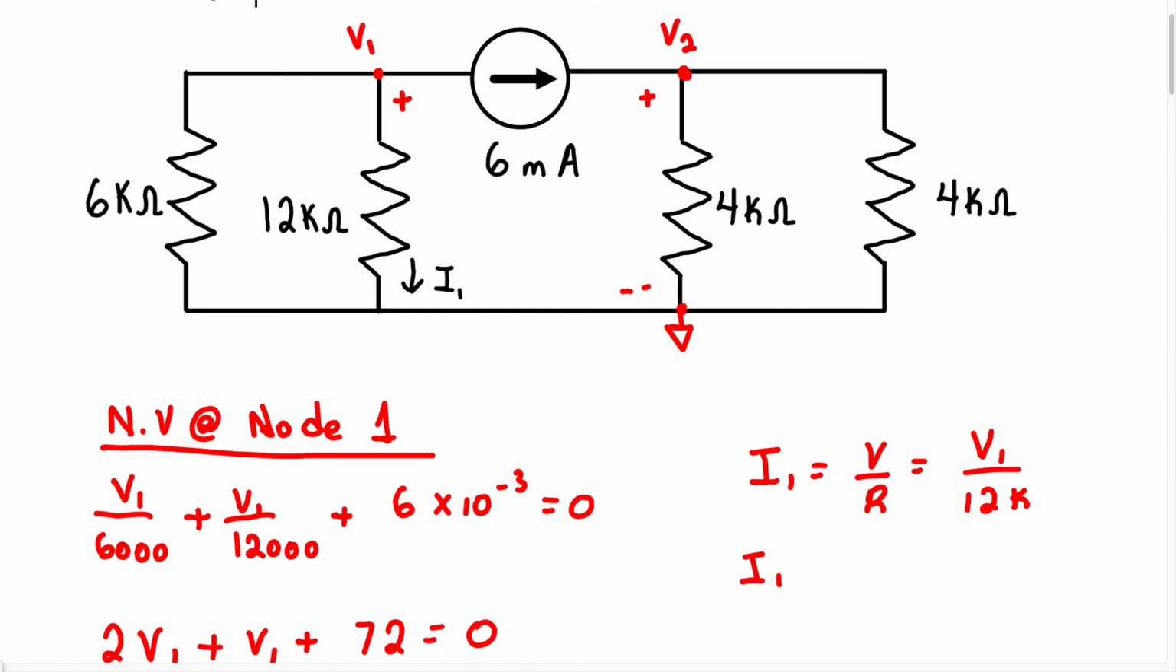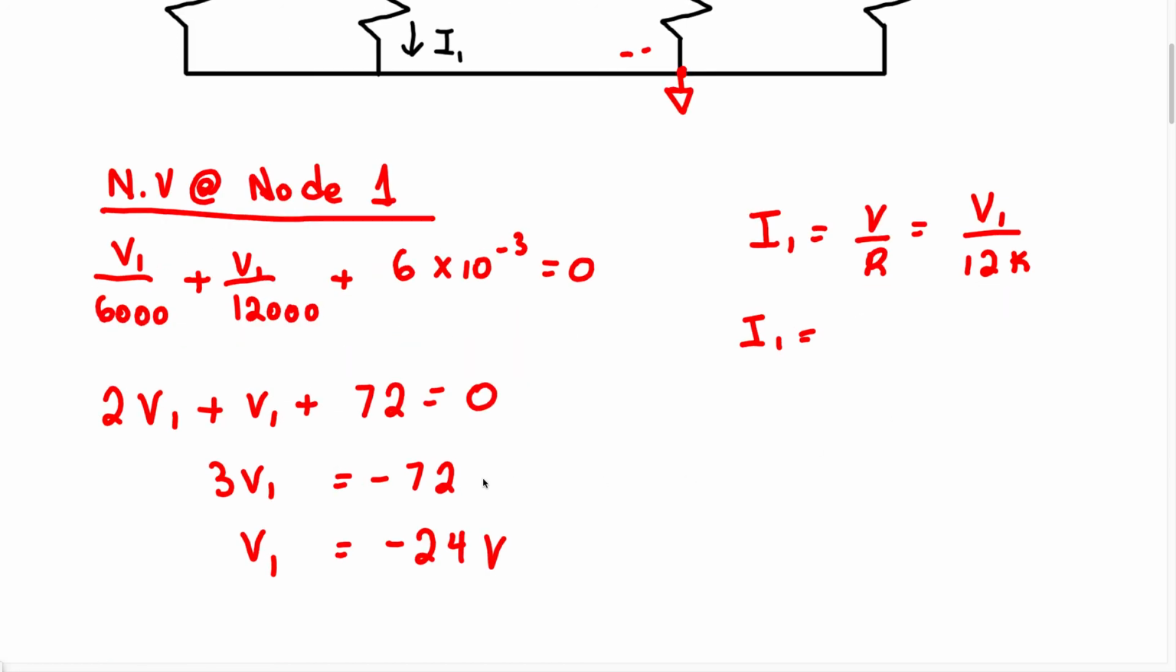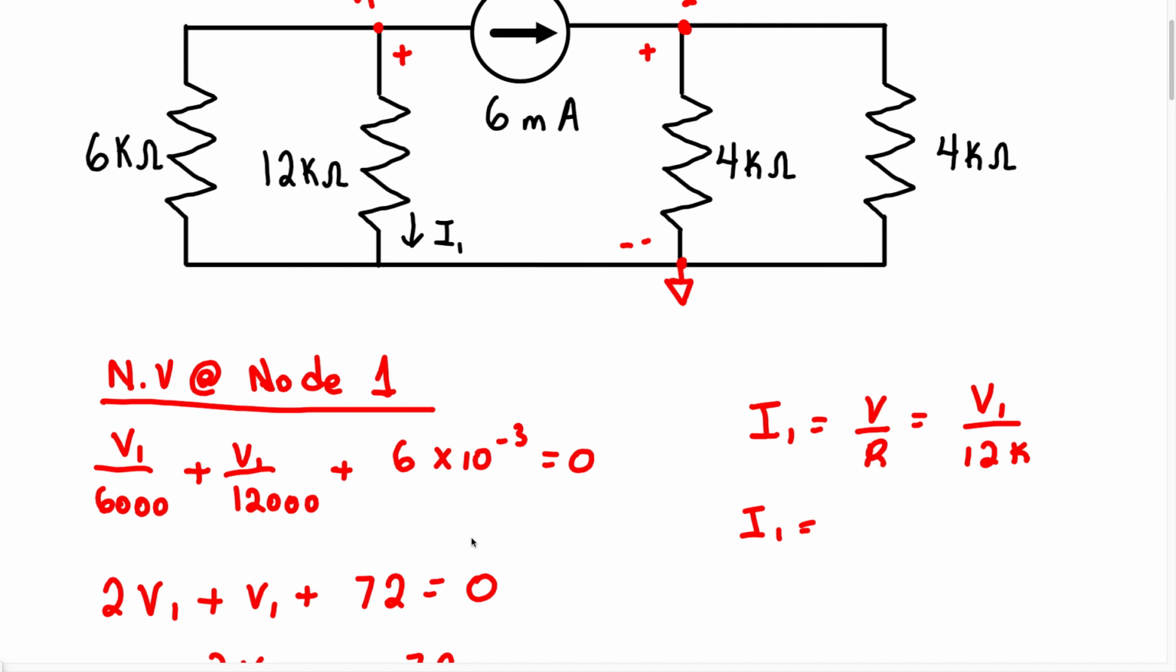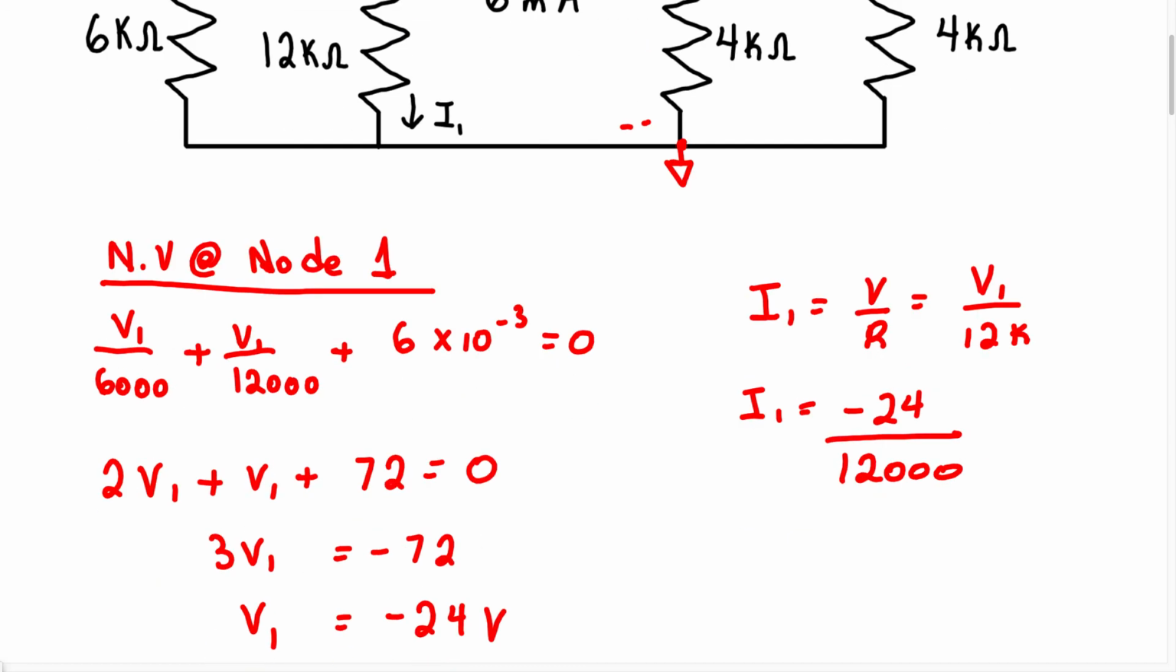Therefore, I1 equals, we know V1 is going to be negative 24 volts, negative 24 over 12,000. Therefore, I1 equals negative 2 milliamps. Therefore, our answer is going to be negative 2 milliamps.